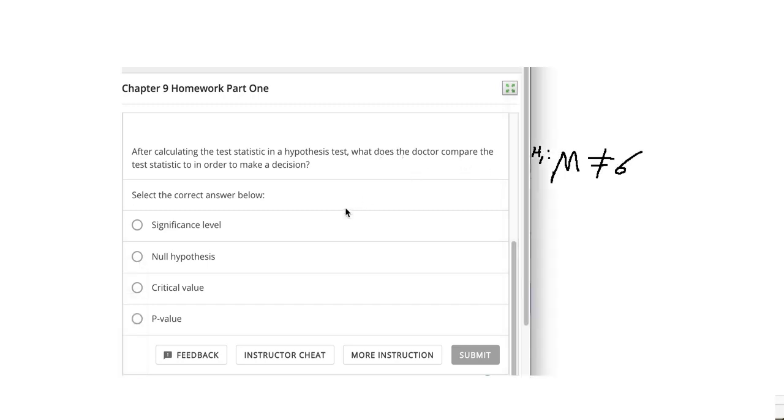For this question, they say, after calculating the test statistic in a hypothesis test, what does the doctor compare the test statistic to in order to make a decision? We compare a test statistic to a table critical value to see if it surpasses that critical value. And if it does, then we get to reject the null hypothesis and favor the alternative hypothesis. Okay, so you compare test statistics to critical values.